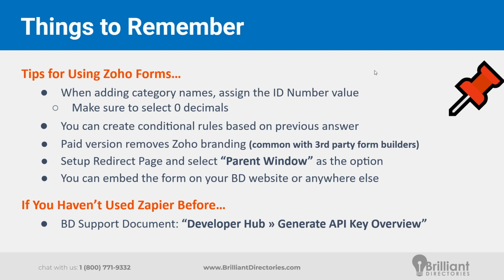But again, just to reiterate, because this is an important point, when you're adding the category names as selection options on the form, assign the category ID number on your BD site as the value. And in Zoho, at least, make sure to select 0 decimals for those. You can also create conditional rules based on the form submitter's previous answer.